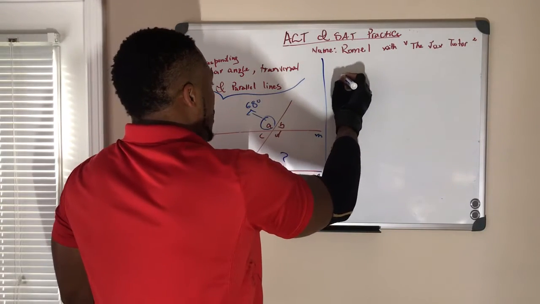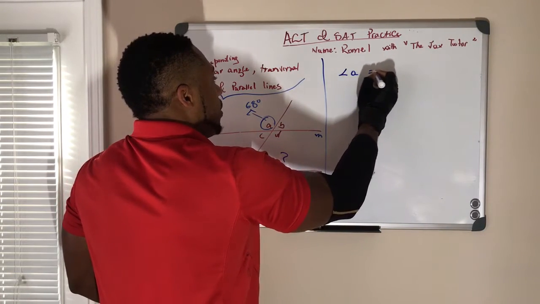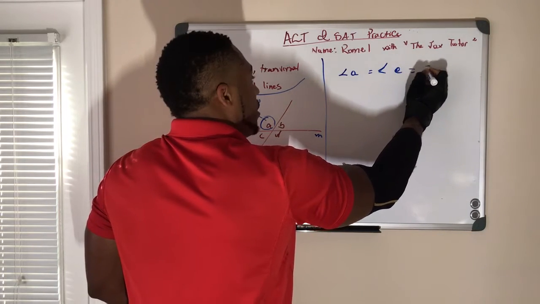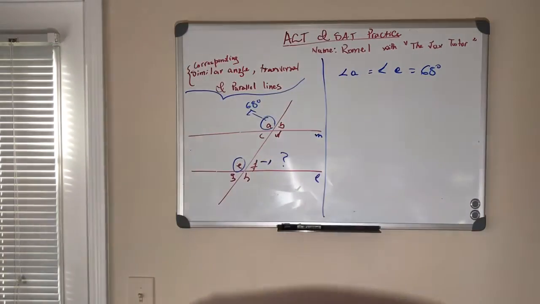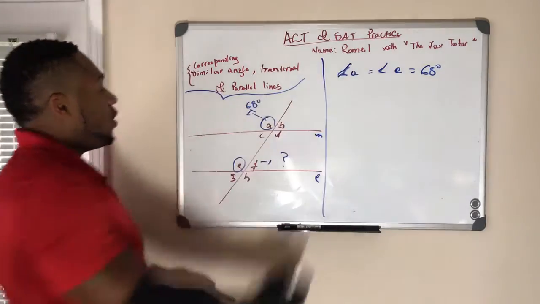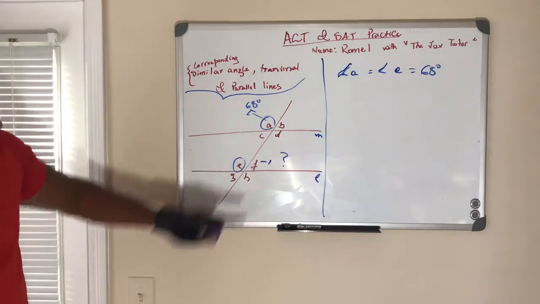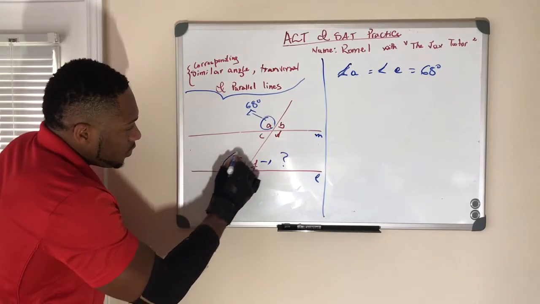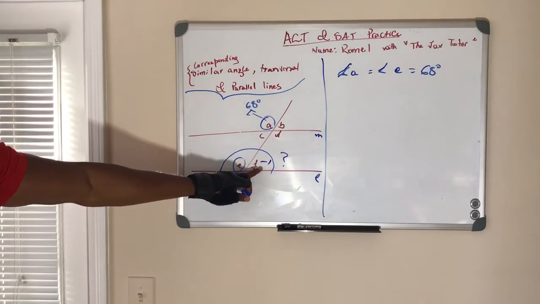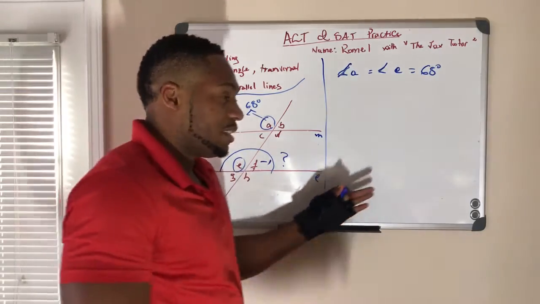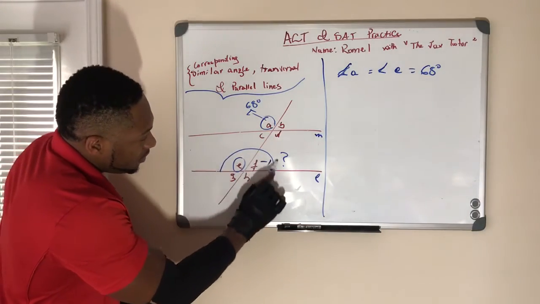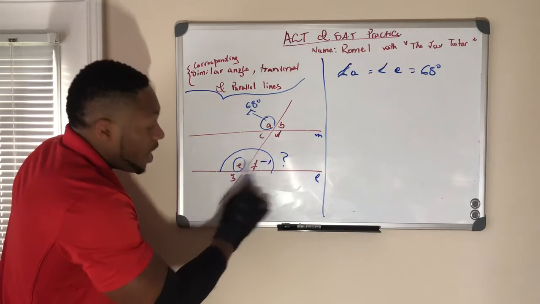So what do we know? Angle A is equal to angle E, which is equal to 68 degrees. So what do we want? We want F. Here we're considering that E and F are supplementary angles. Supplementary angles means they add up to 180 degrees. So here is a flat line, a straight line, 180 degrees.